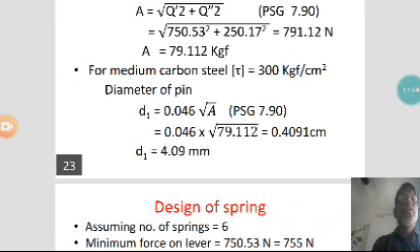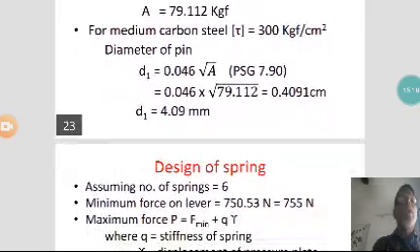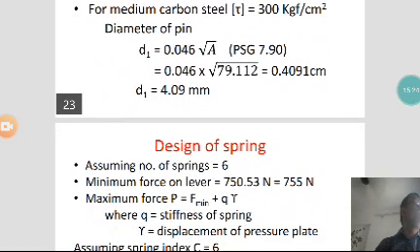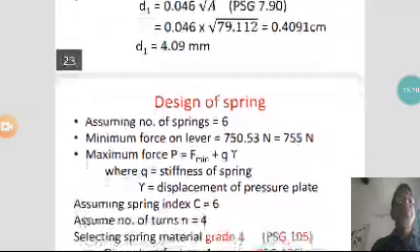For this, the equation for the diameter of the pin d1 is equal to 0.046 under root of A. This is again available in PHE on page number 7.90. If you substitute the value of A, you will get d1, and that d1 you are getting in centimeter 0.409 and in mm 4.09. That means if you take a pin diameter of more than 5 mm, that will be safe for this.